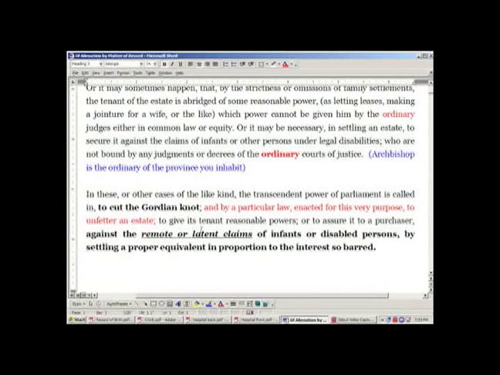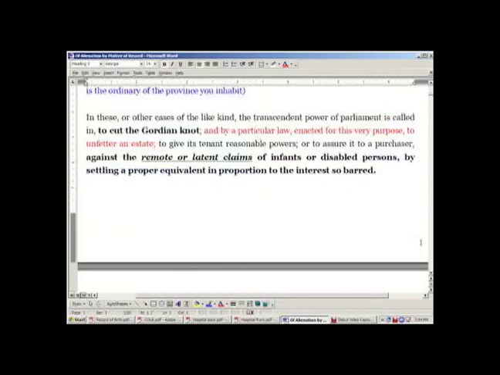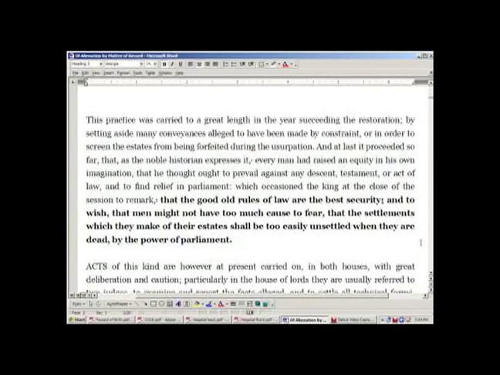Because they really can't undo the common law side of the estate, and they know they're going to be working with a marketable title, you have good titles, so they're going to create a marketable title and put insurance on it for the remote and latent claims of infants or disabled persons. As an impotent, you can't own land. Neither can a disabled. Only man can own land, and he has to be a man. You have to be of the age of majority, and know that you are a man.